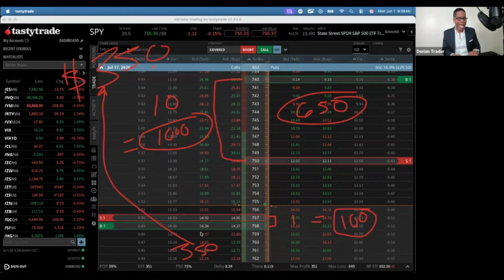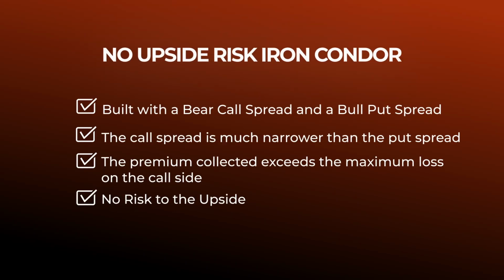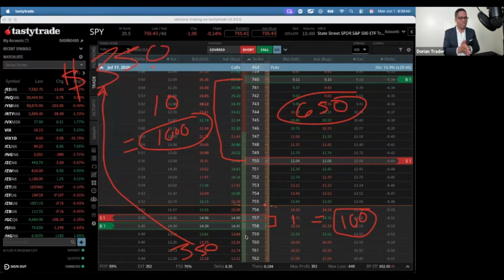So there's no way you can lose on the call side, because you collected more than what you can lose on the call side. And that is the dynamics. That's the structure of a no upside risk iron condor. You have to collect more than what you can lose on the call side. That's what makes it no risk to the upside.